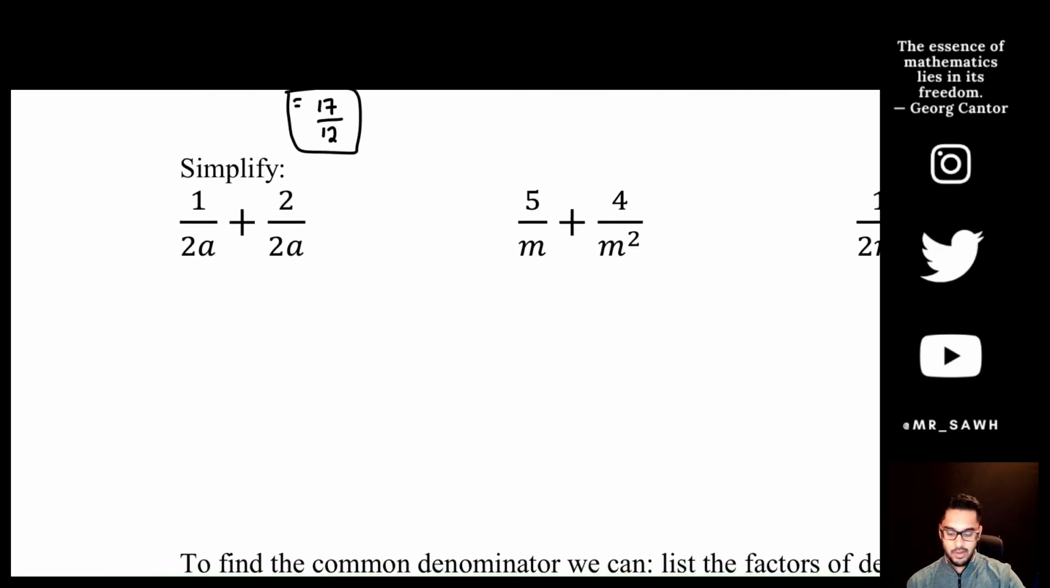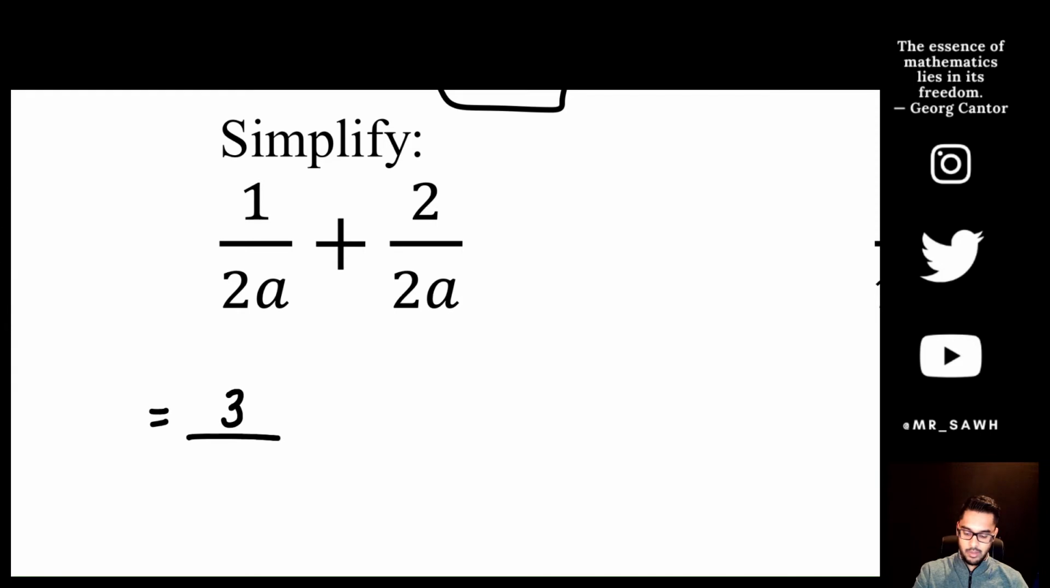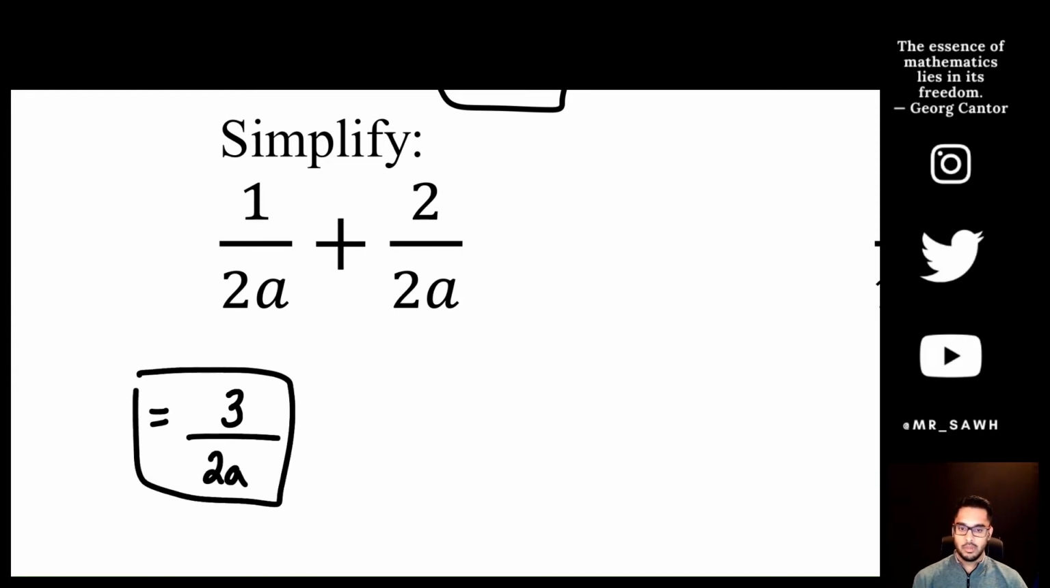But you can do this with variables also. Now, as long as my denominators are the same, I can freely add these fractions together. So this is a nice one. I can add my numerators 1 plus 2 to get me 3, and it's 3 over 2a. No lowest terms reduction needed. I'm done. That is already lowest terms as best I can make it.